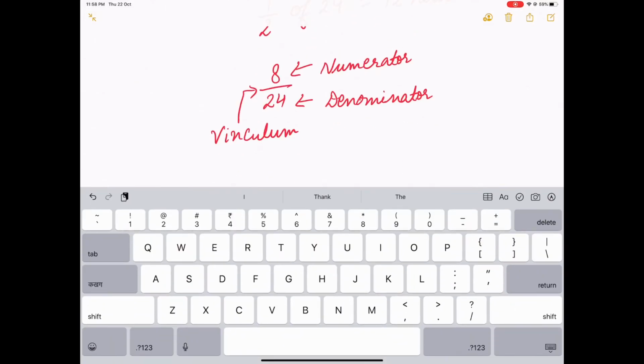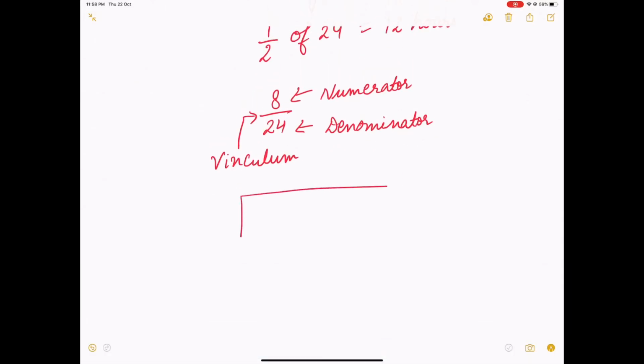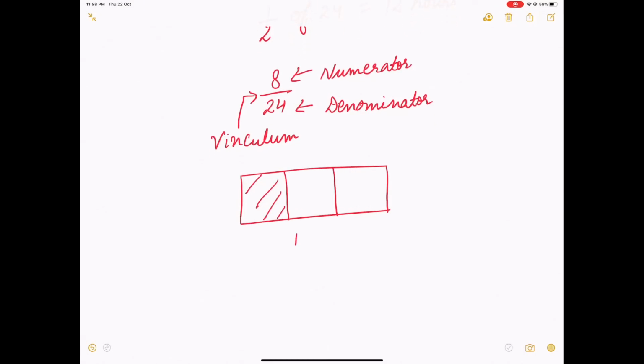Now if I have a rectangle which I divide into 3 equal parts, and I shade one of the parts. So what is my shaded fraction? 1 out of 3. We always write the total number of parts in the denominator and the shaded or unshaded in the numerator. So 1 by 3 is my shaded fraction.